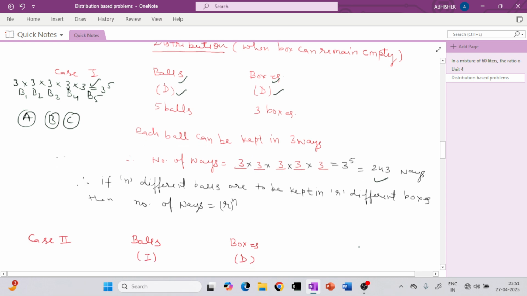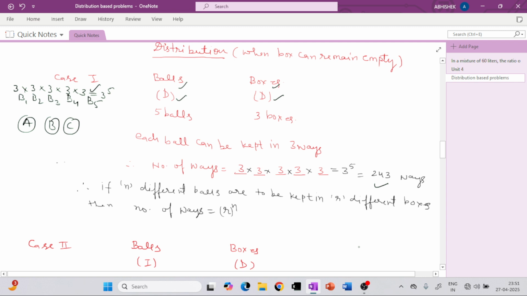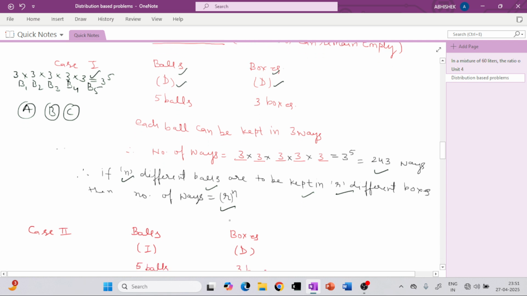So remember one thing. Okay, in this one, all the 5 balls can be kept inside one box also. Okay, so that's why we are choosing 3 ways for each one. Okay, so when n different balls are to be kept in r different boxes, then the number of ways will be r raised to the power n always.